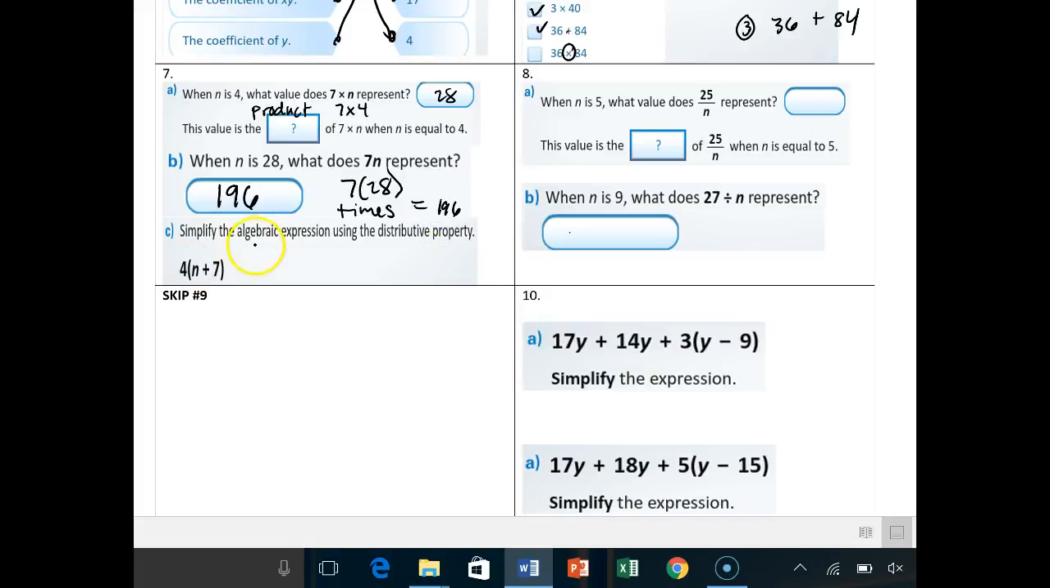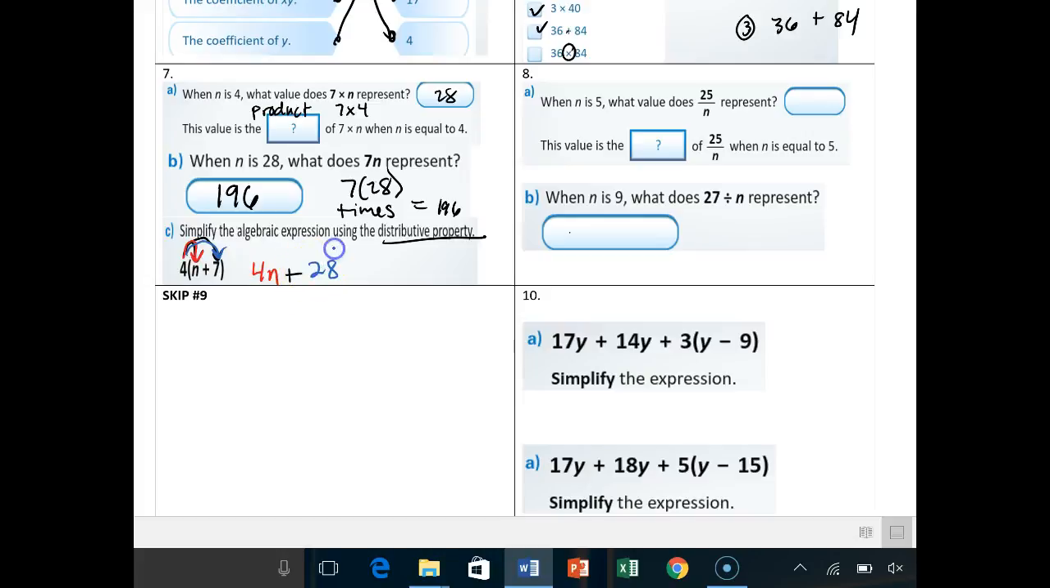And then here, we just use the distributive property, right? The distributive property says multiply the number on the outside by each number on the inside. So when I do that, I get 4 times n, which gives me 4n. And then I do 4 times 7, put the plus sign down, right? Because there's still a plus sign there, plus 4 times 7, which gives me 28.